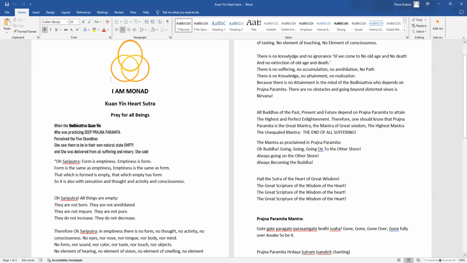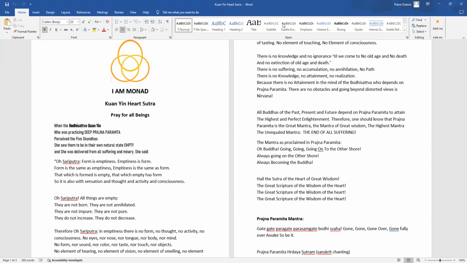There is no knowledge and no ignorance till we come to no old age, no death, and no extension of old age and death. There is no suffering, no accumulation, no annihilation, no path. There is no knowledge, no attainment, no realization, because there is no attainment in the mind of the Bodhisattva who depends on the Prajna Paramita. There is no obstacle in going beyond the distorted view is nirvana.